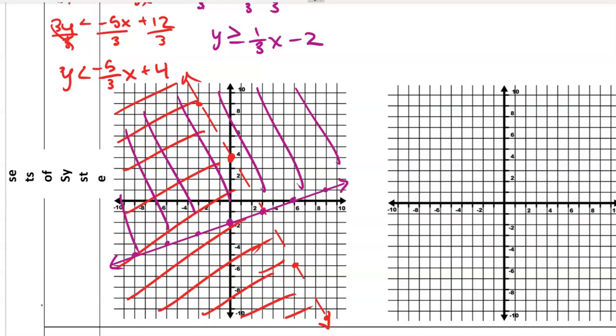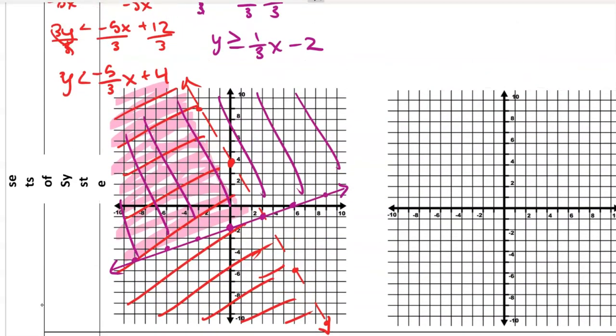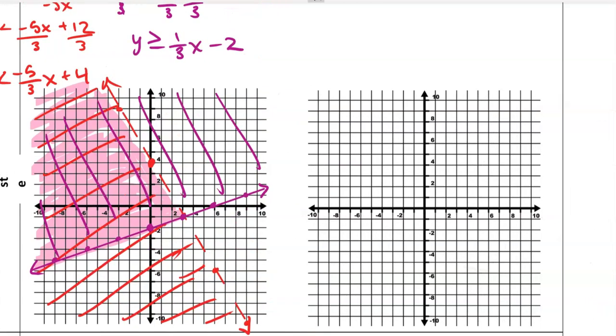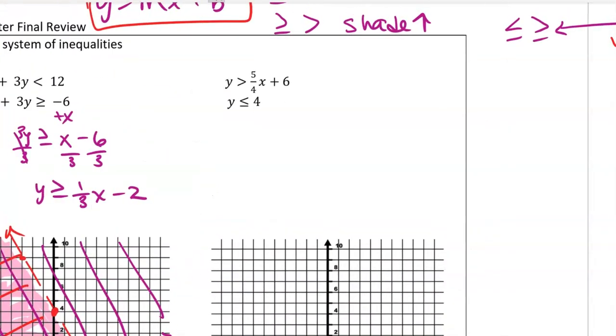And our double shaded area here is where our solutions will be. So any points within that region are solutions. Points along this part of the solid line are solutions, but points along that red dashed line are not solutions. Okay, let's take a look at the next one.